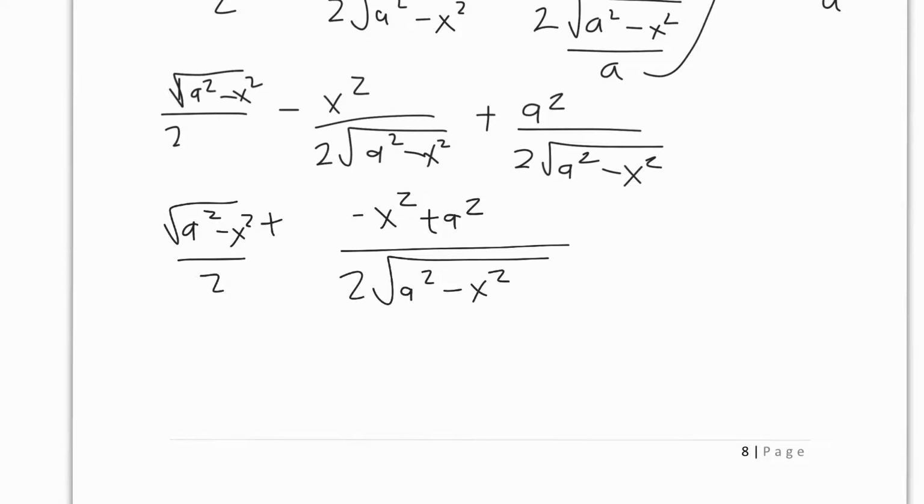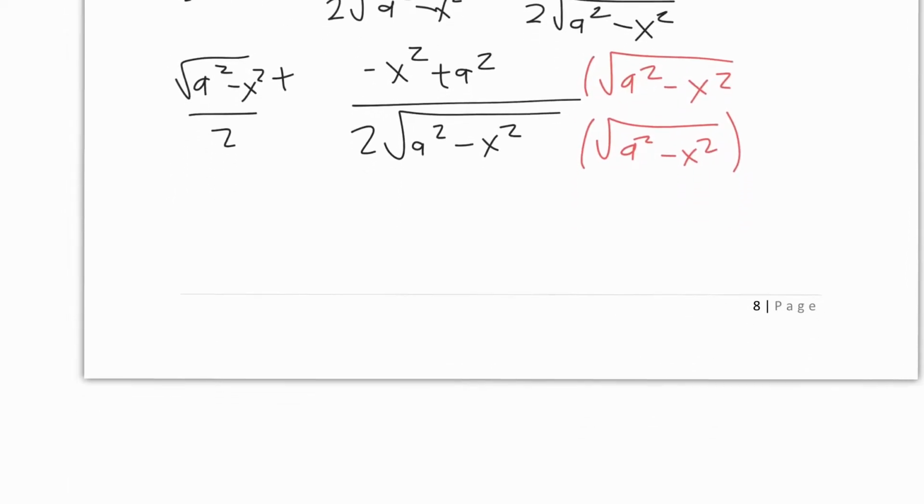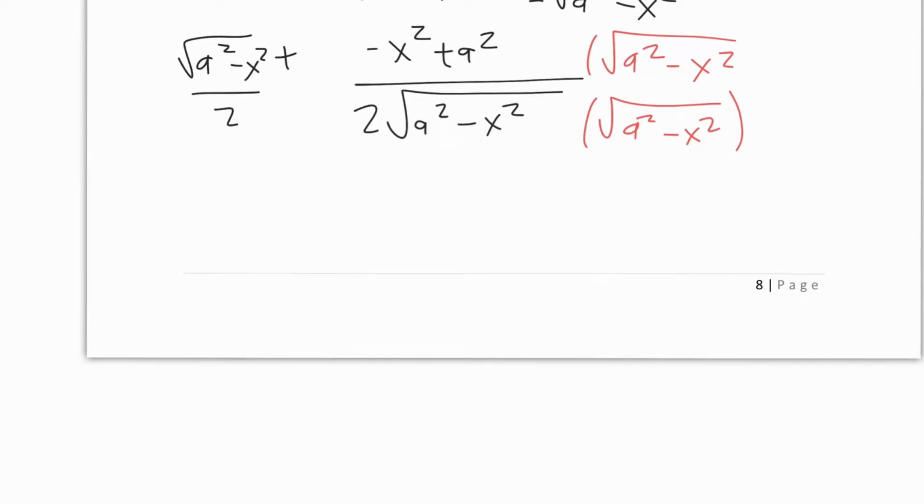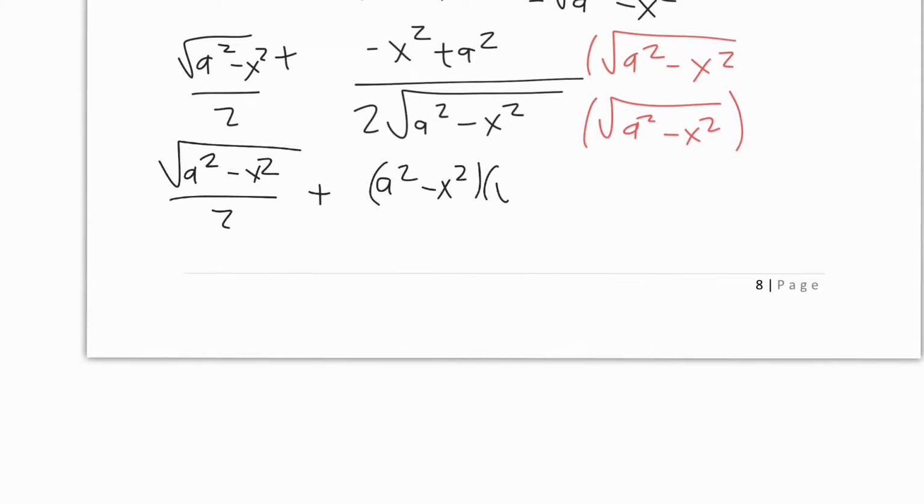Now we could rationalize this because we're going to want to be able to simplify it. So we'll multiply by root a squared minus x squared, which will give us root a squared minus x squared over 2 plus a squared minus x squared times root a squared minus x squared over 2 a squared minus x squared.